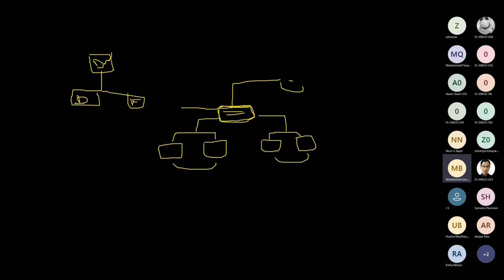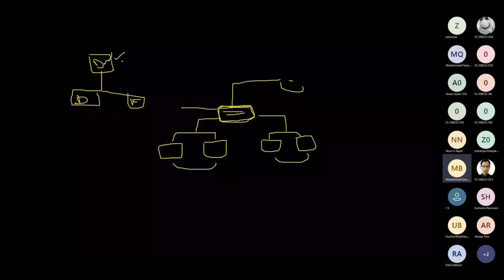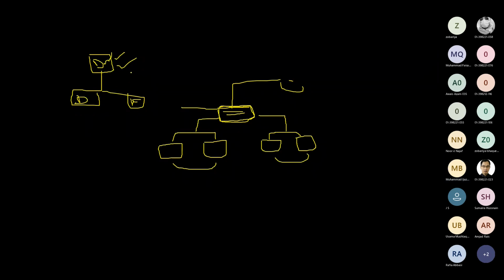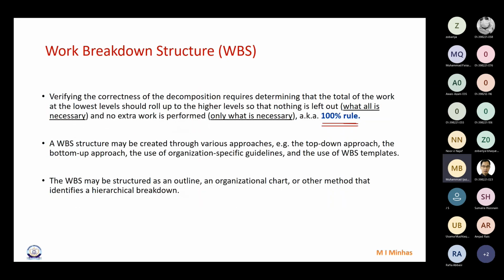Now if I combine these two things, do you think the door is 100% created? No, we might have other things in it. Polish, where is the polishing of the doors? So we need to be sure that nothing is missed. When we roll up these two activities, it should completely give me this thing. Nothing should be missed. But at the same time, we should also ensure that there is nothing extra, right? So all the work that is required, and only the work that is required, this is called the 100% rule. Correct?